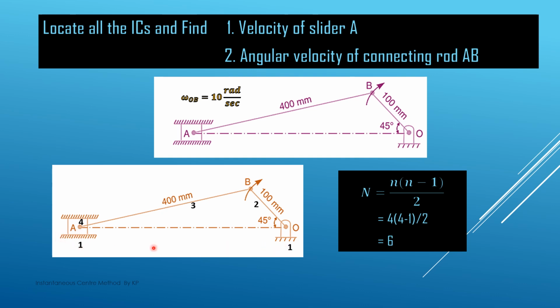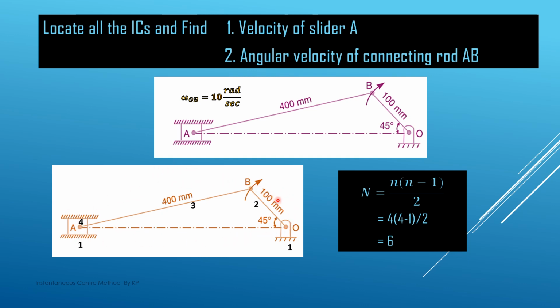So we number them the same way. Now we have to find the number of ICs using the formula capital N equal to n into n minus 1 divided by 2. There are 4 linkages, so we put small n equal to 4 here, and we get the value of 6. So there are a total of 6 ICs in this single slider crank chain.